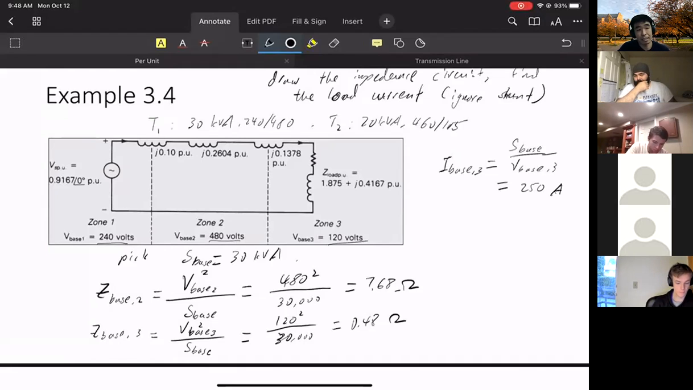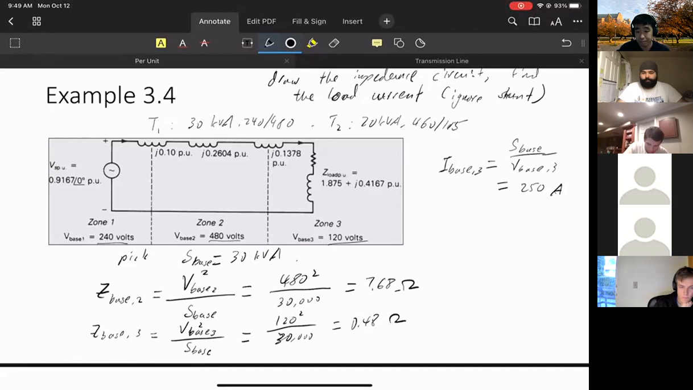Again, this problem reinforces that we have one power that's consistent for the entire system. The base power is the same. For each zone, we have different base current, base voltage, and base impedance values. Remember, the only thing that's the same for the entire system is base power. Everything else depends on which zone we're in, on the base voltage we're living in. This is an easy mistake to make. Sometimes we tend to assume that all the base voltages are the same or base currents are the same. That's not the case. Only the base power is the same for the entire system. Everything else depends on the zone.